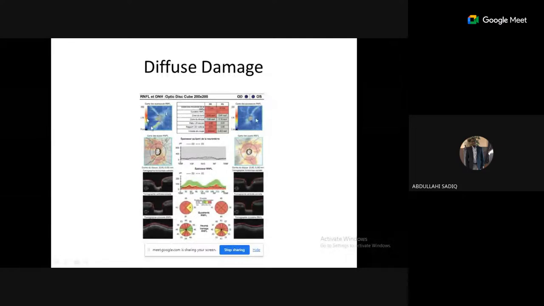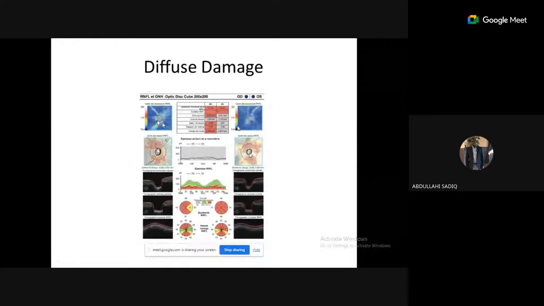Now the deviation map will outline those, it will show the areas where the defect occurs. As you can see here, there are superior and inferior defects. You can see all these red areas. They are areas of loss or thinning of the neuroretinal rim. The red here is different from the red in the thickness map, where red means a thick area. This is the difference between what the patient has and what the patient should have.